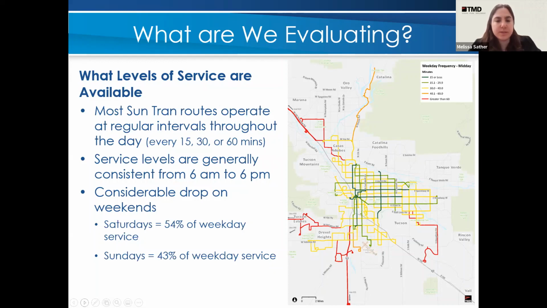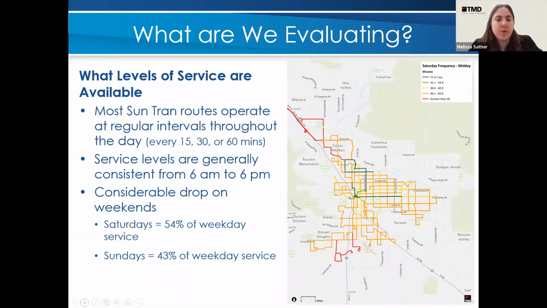If we shift to the next slide, we can animate it. So now we're looking at weekend service or Saturday midday service. And you can see that the frequencies dropped significantly. Where there was a lot of greens and yellows on weekdays, we're now seeing a lot of oranges. Service is operating every 40 to 60 minutes. And this is because service levels dropped considerably on weekends, offering roughly half the amount of service. So one of the things we'll look at is whether there's additional demand for weekend service and if it should more closely match weekday service.